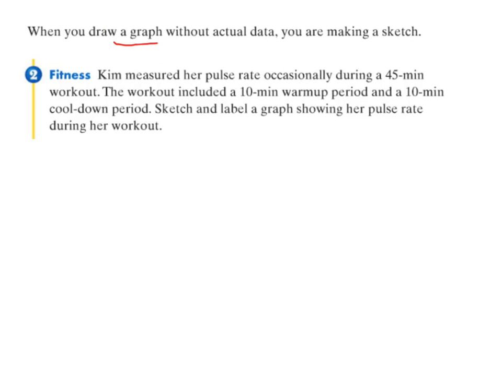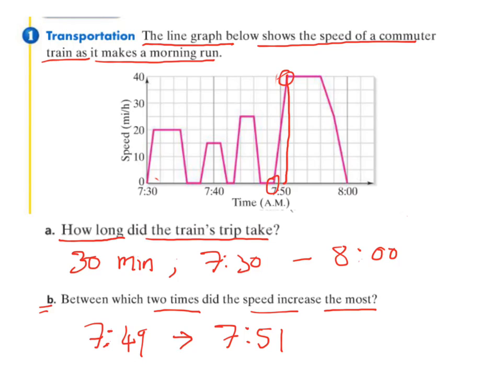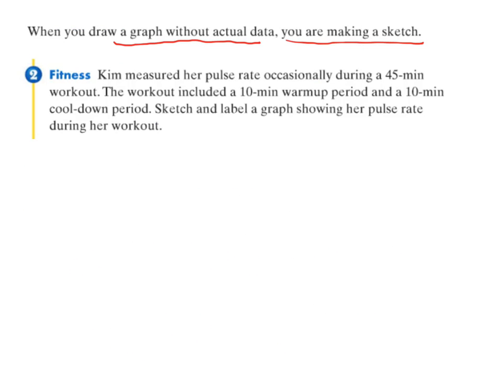When you draw a graph without actual data, without actual numbers, you are making a sketch. If you observe this graph, it is with actual numbers, 7:30, 7:40, 7:50, 8 o'clock. So this is a graph. But when you draw a graph without putting on the actual data, you are actually making a sketch. Let's see how to sketch a graph.